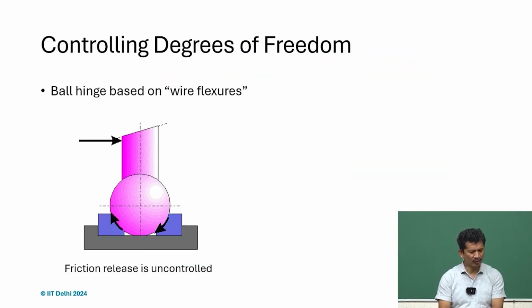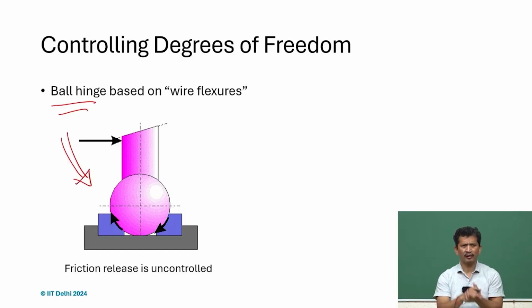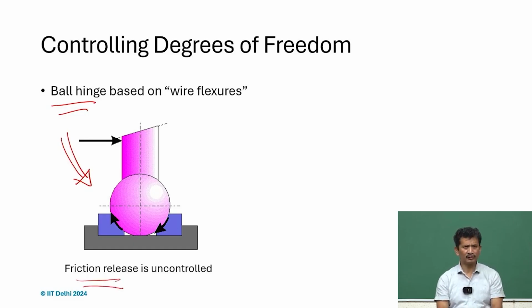So, we will take some more examples. For instance, if we are talking about a ball hinge, what we have here is based on contact, and so the friction is there, and many times it will give rise to problems and will have a hysteresis, and it is very difficult to position it.